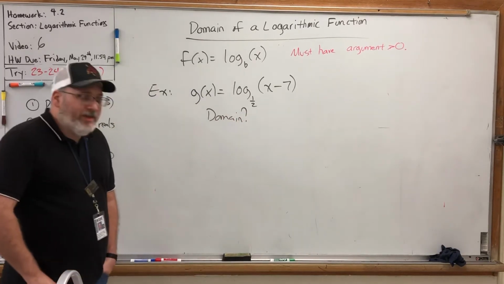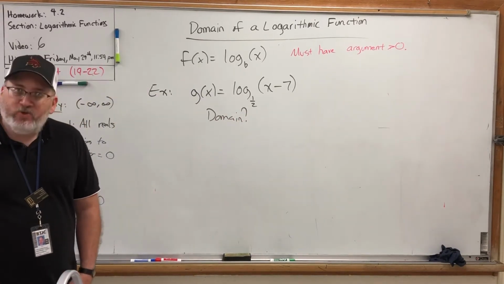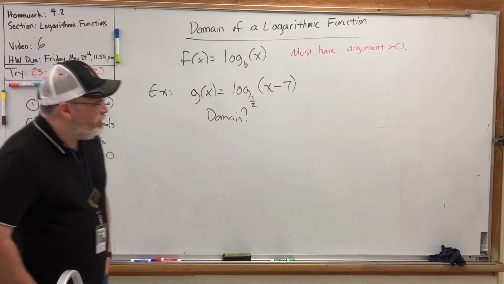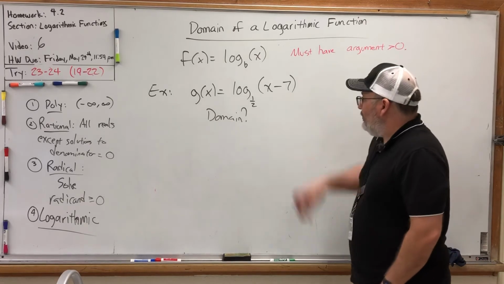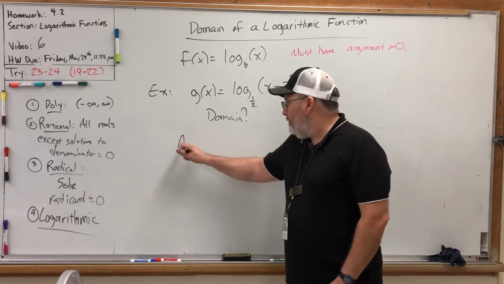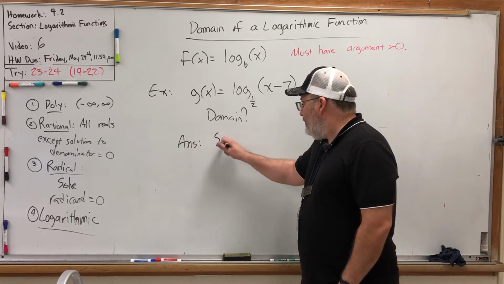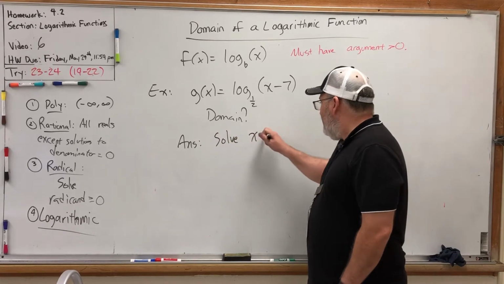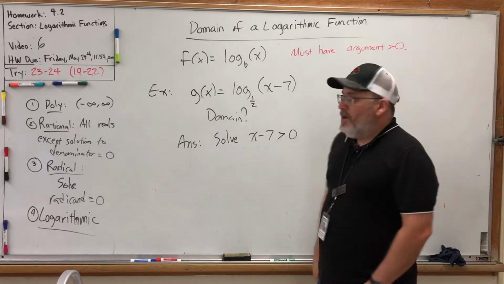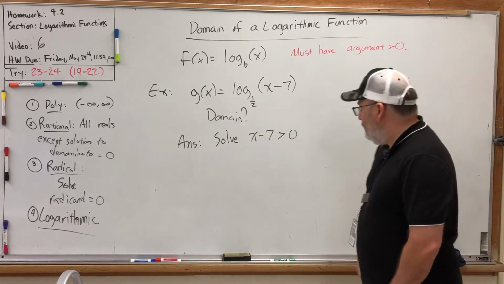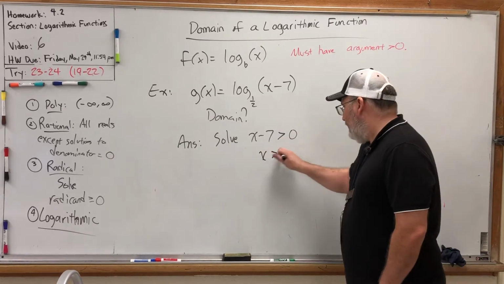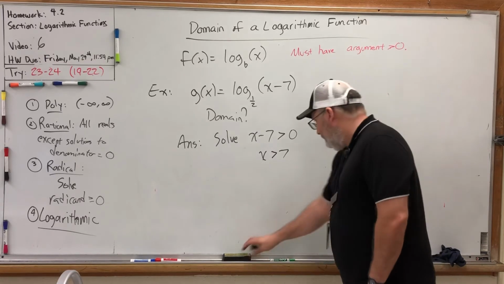You can only log positive numbers because you must have the argument greater than 0. The argument of this logarithm is x minus 7. So all you have to do is solve x minus 7 is greater than 0, not greater than or equal to, just greater than. Well, this is easy to solve. X is greater than 7.